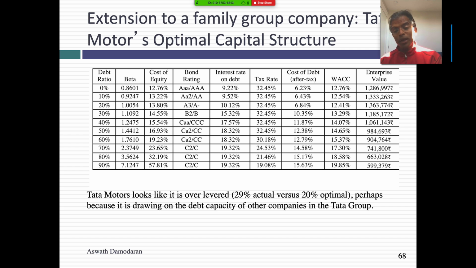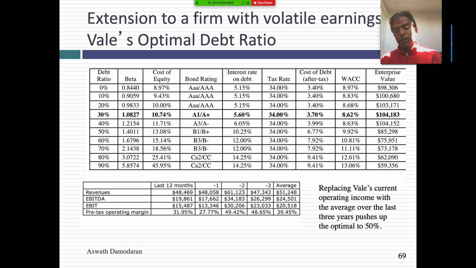Might be a false premise, but you can see already that when you're part of a group, sometimes individual companies, you might look at the company and say, why is it doing what it is? And you've got to look at the group to get a sense of why the company is behaving the way it is. So Tata Motors is over-levered, but perhaps it's because it's part of a family group, and the family group is determining debt ratios for the individual companies.